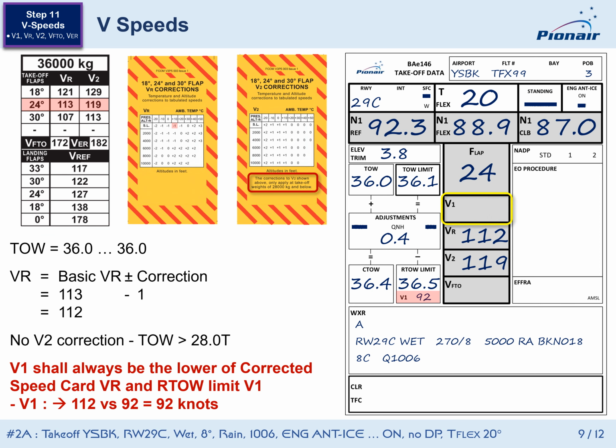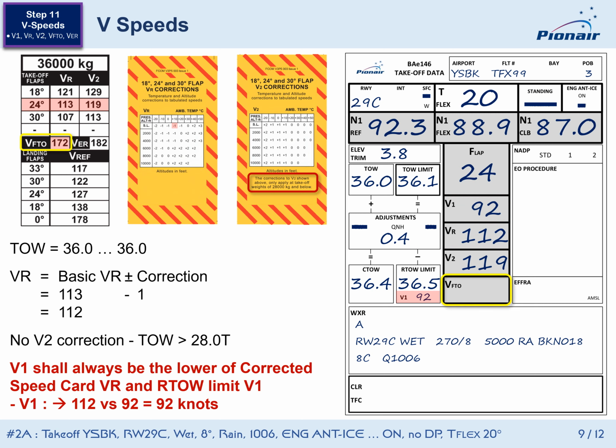And finally, the V1 must always be the lower of the RTOW limit V1, which we made a note of earlier, and the corrected speed card VR. In this case, the lower of the two speeds is 92 knots. Time to fill in the V1 on the toll card.